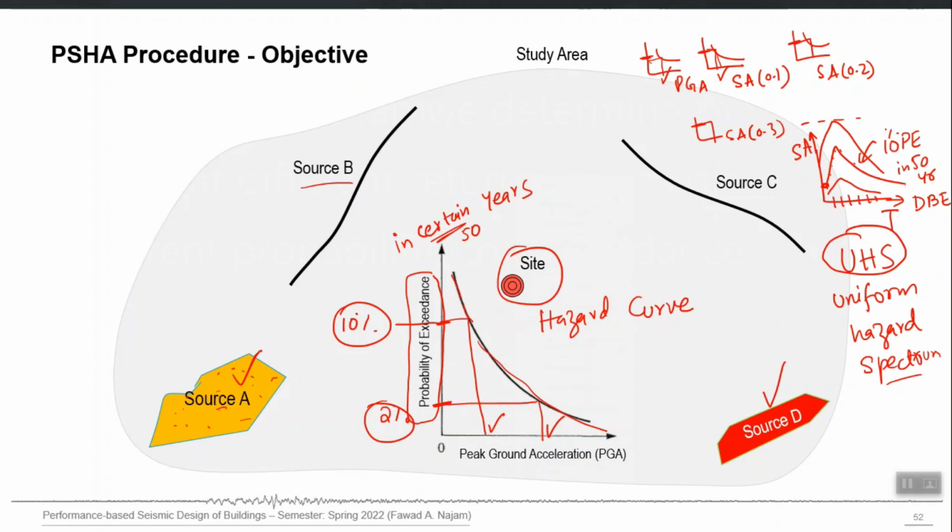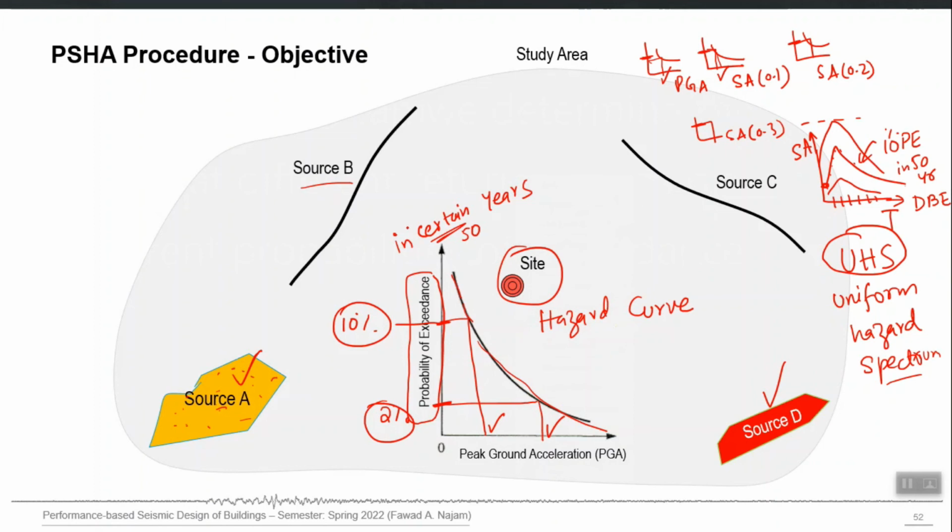But there is a more sophisticated concept called CMS, conditional mean spectrum, which has a different theoretical background compared to UHS, right. So this is the objective. Now the objective is clear, that you need to construct a hazard curve for each site in the study area. Once you construct the hazard curve for each site, all other quantities are derived from that, right.